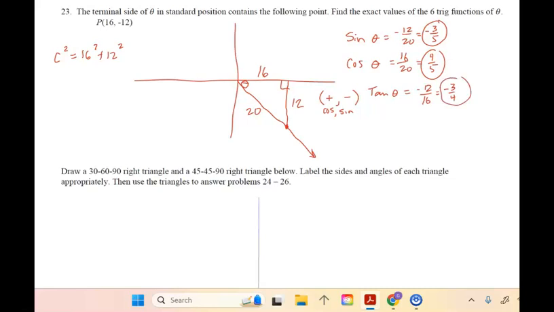And now I'll just do the reciprocal. So sine's reciprocal is cosecant. So I take sine and flip it over.